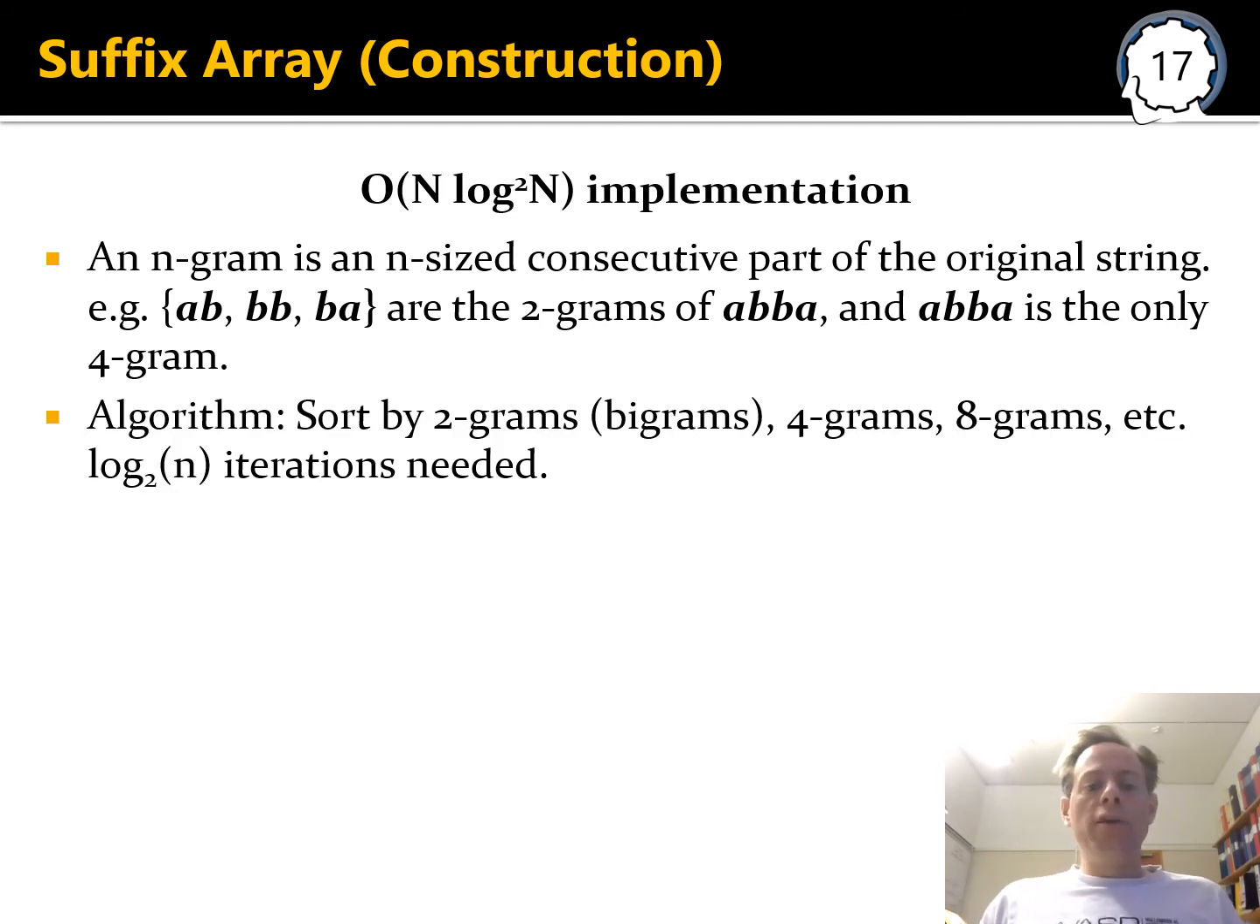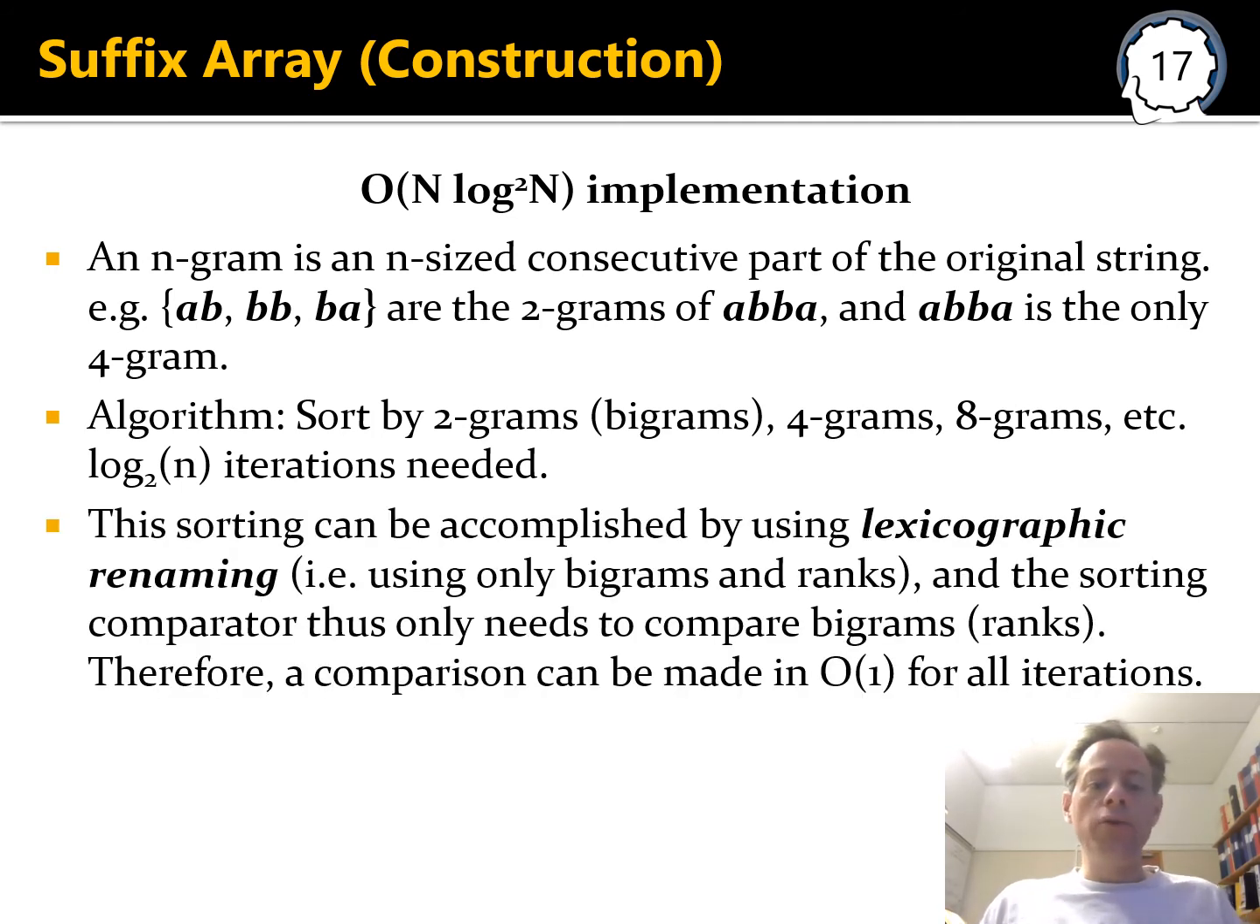And then what we can do is sort first the 2-grams, and then the 4-grams, then the 8-grams, etc. Which means that we only need log 2 n iterations instead of n iterations. So that's why we remove the n factor and replace it by a log n factor instead.